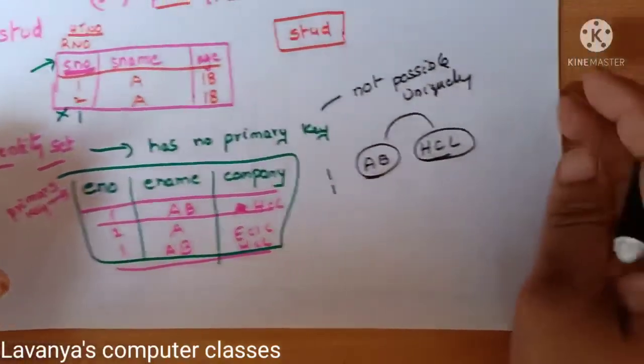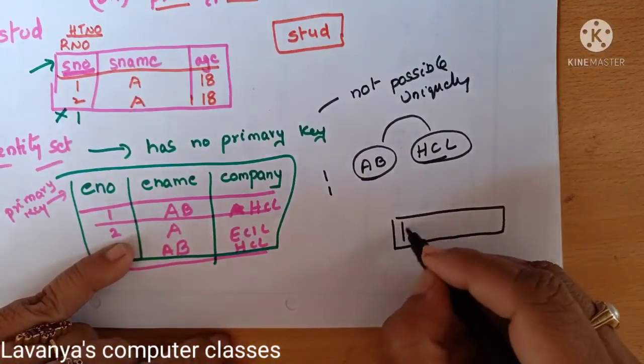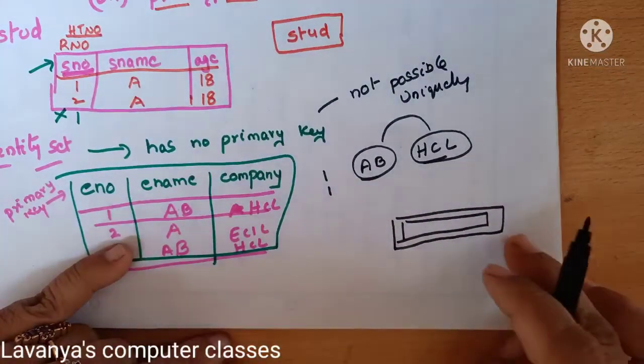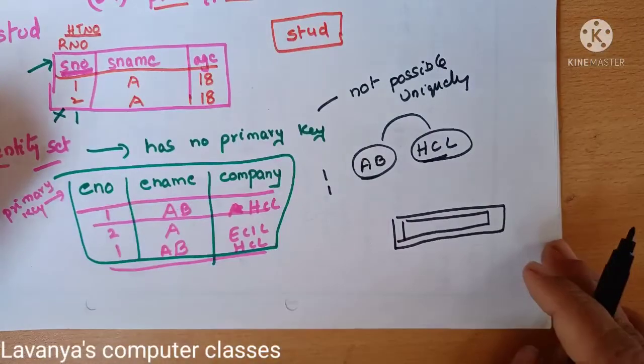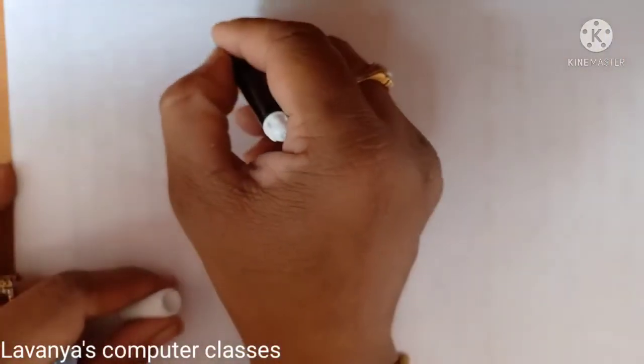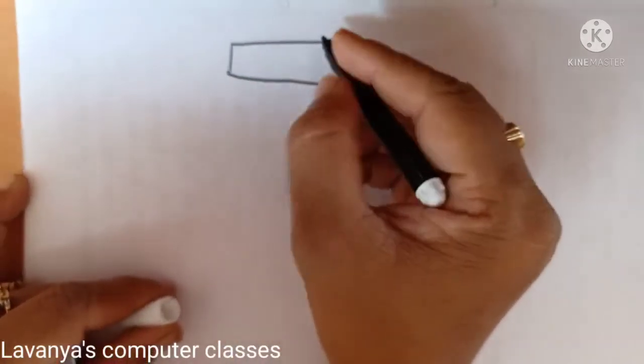So how can you represent a weak entity set? It is a rectangle only, but two rectangle symbols. Two rectangle symbols are the representation of a weak entity set. I will give the example. One is for a strong entity, another one is a weak entity. This is the strong entity set. For a strong entity set, only one rectangle.